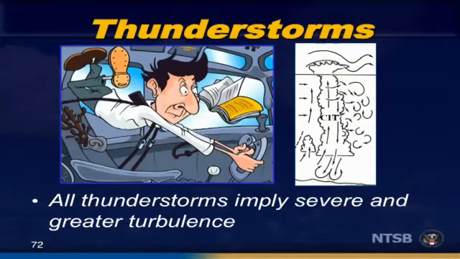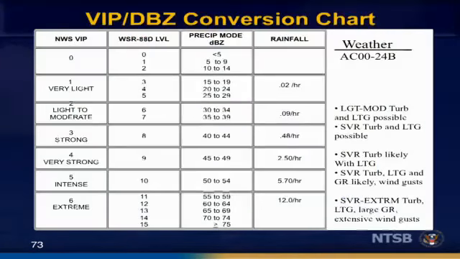Every thunderstorm implies severe turbulence. National Weather Service typically goes with 16 levels of reflectivity. We used to go with the VIP scales 1 through 6. They're not used all that often anymore. However, they're still there in reference. Any storm over 40 dBZ is going to produce severe turbulence. And again, we have rainfall rates and so forth.